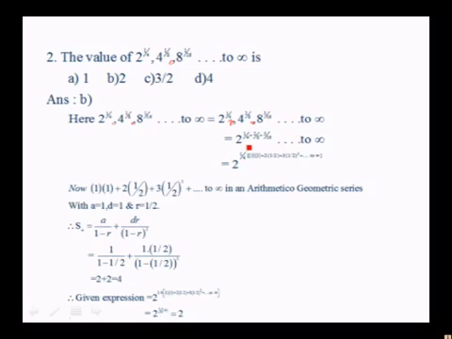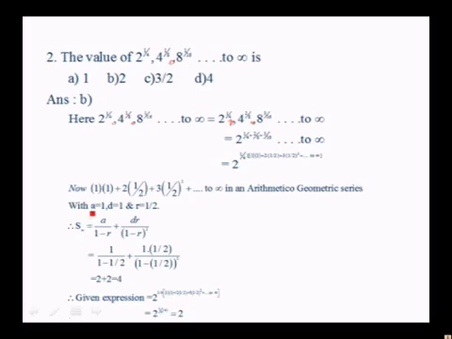So it is 2 to the power of 1 by 4 plus 2 by 8 plus 3 by 16 etc. to infinity. So taking 1 by 4 common, we get 1 by 4 into 1 plus 2 into half plus 3 into half square etc. to infinity. So this is an arithmetico-geometric series.